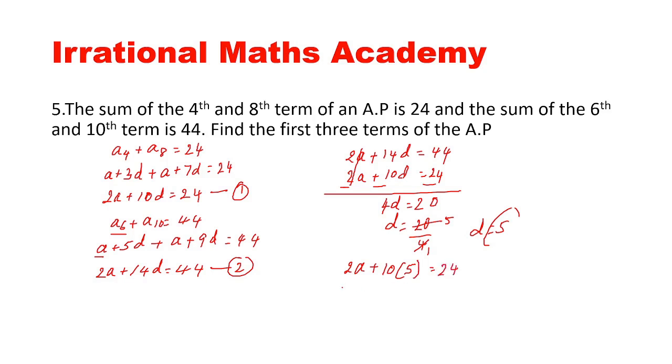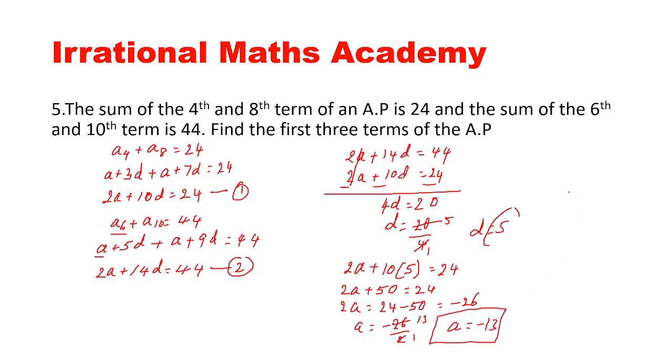Equal to 24. 2A plus 10 into 5, 50, equal to 24. 2A equal to 24 minus 50, so it is minus 26. A value is minus 26 by 2. 2 ones are 2, 2 13s are 26. So A value is minus 13.